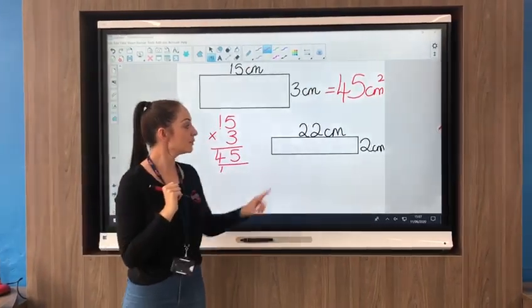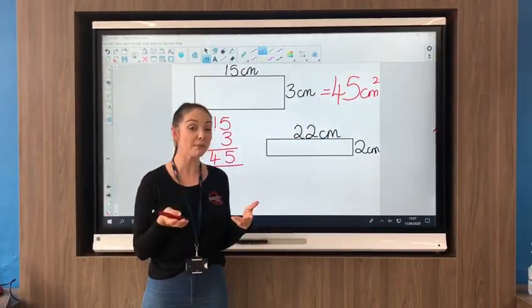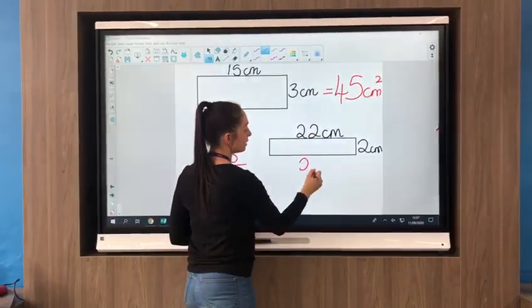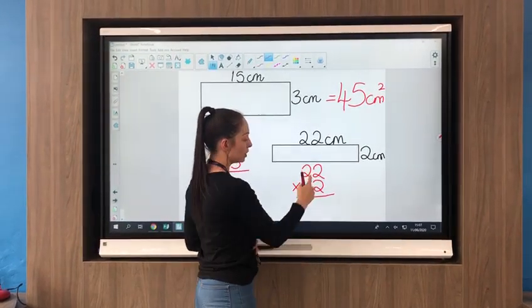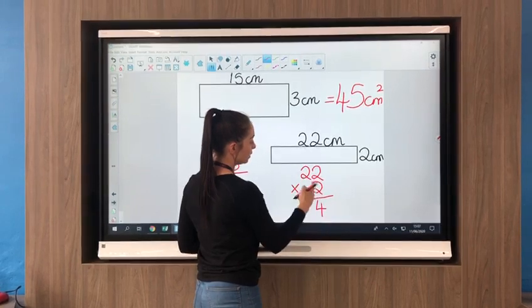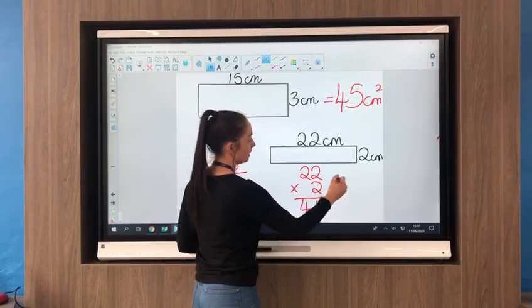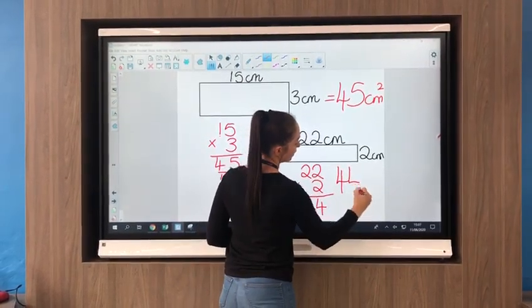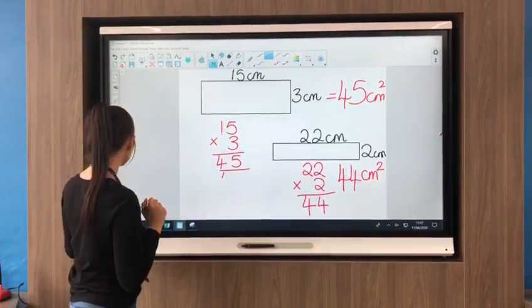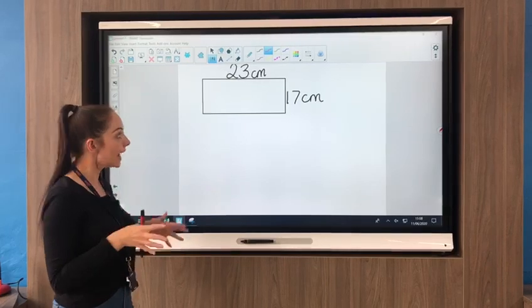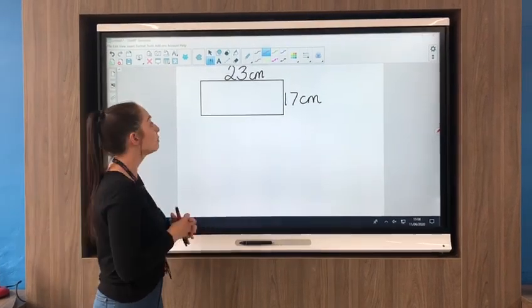And then this one would be 22 times 2, which you might be able to do in your head, but if not, you can set it out like that and work it out. So 2 times 2 is 4, 2 times 2 is 4. So our answer for that one would be 44 centimetres squared.